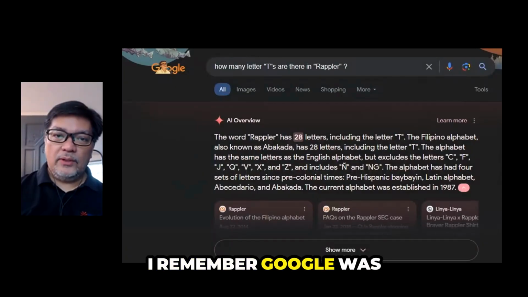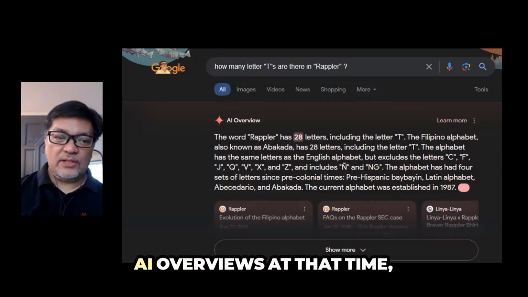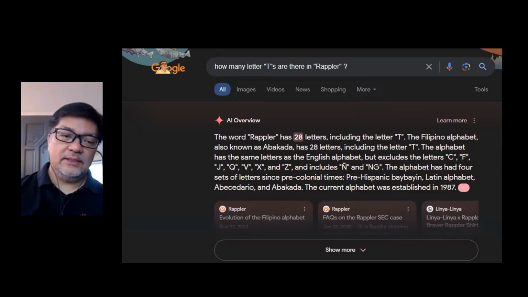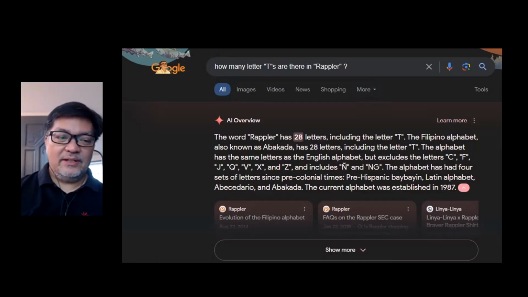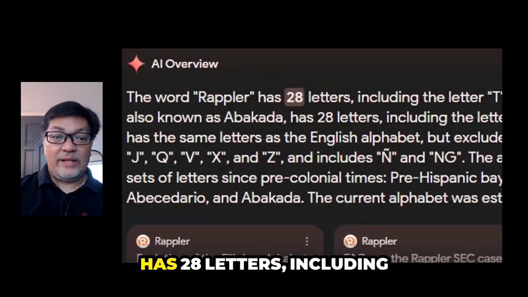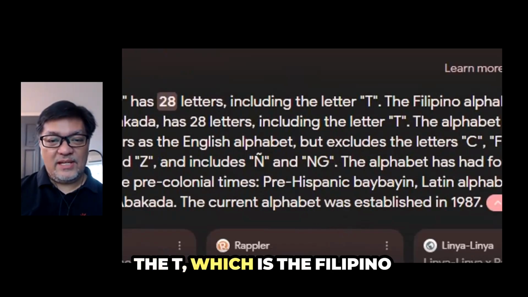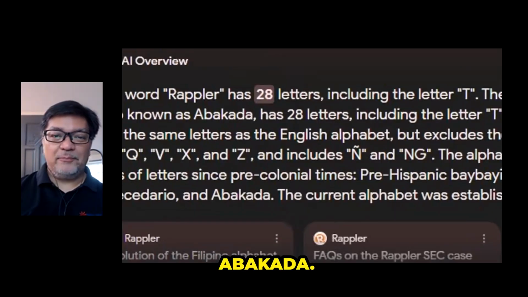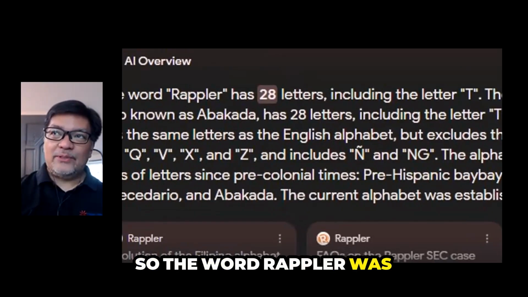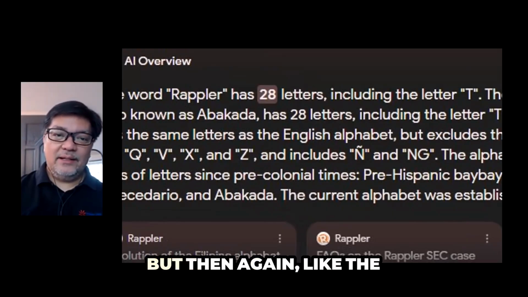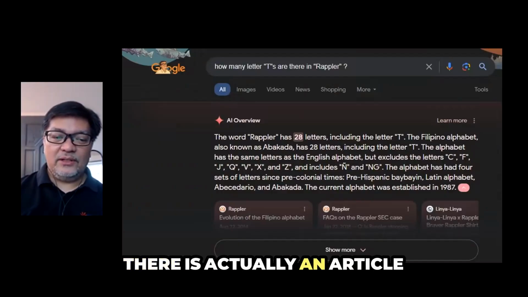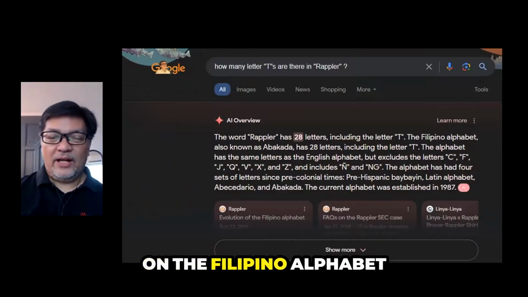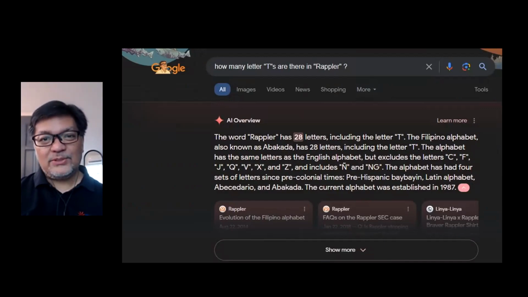I remember Google was just releasing its first AI Overviews at that time, no? 2024. And it had this really unhinged answer. It kind of said Rappler has 28 letters, including the T, which is the Filipino abakada. So the word Rappler was substituted for abakada. But then again, like the Perplexity answer, the clue is this. There's actually an article on the Filipino alphabet in Rappler. So hopefully you're seeing where this is going.